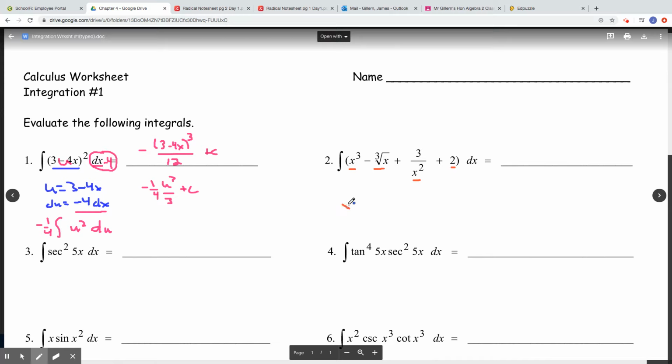x cubed is just x to the 4th over 4. The next one is really the same thing as x to the 1/3, so it's going to be minus x to the 4/3. Then we take the reciprocal of that, so it's 3 over 4. Now this one is the same thing as 3x to the negative 2nd, which is 3x to the negative 1st over negative 1, since negative 2 plus 1 is negative 1, and we just move that to the bottom. So it's minus 3 over x plus 2x plus c. So there was no substitution in this one.